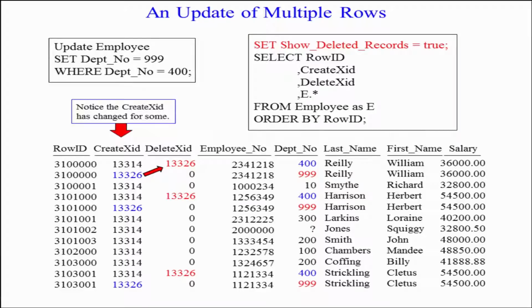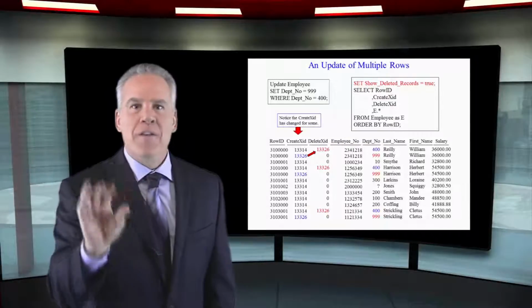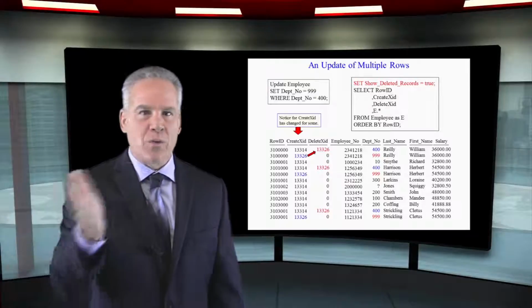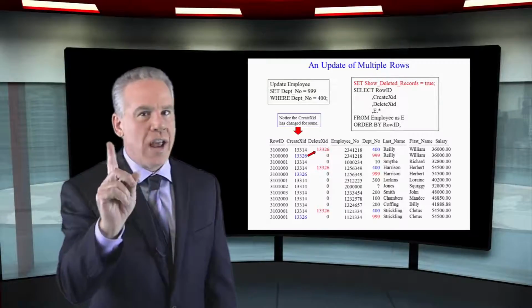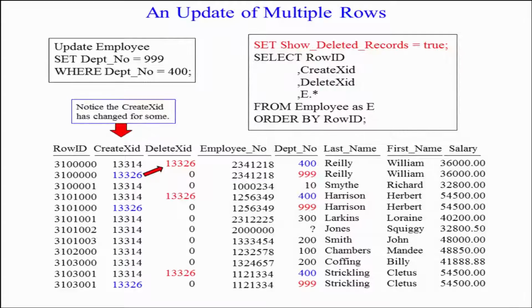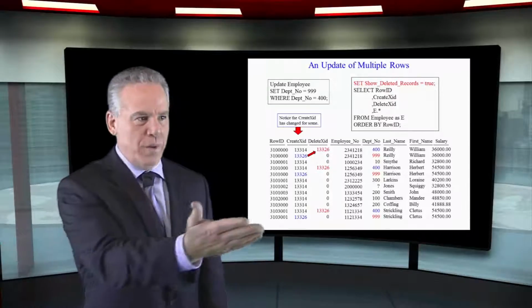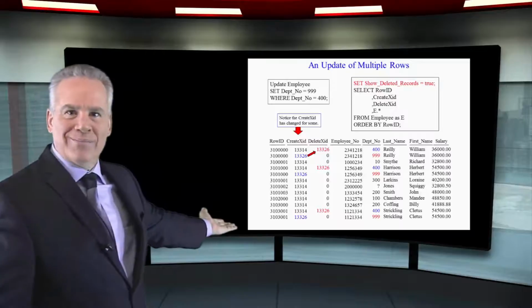So Netezza didn't physically delete the row. It just said, we're going to put a DeleteXid here. If someone queries it, those rows are no longer coming back because they've been logically deleted, not yet physically deleted, in case we need to roll this back. Very clever. Now, what I need you to see also is that at the top, when I queried, I said, hey, set the show delete records equal true, and that means I want to see those deleted records right now, and you've been able to see so right here.